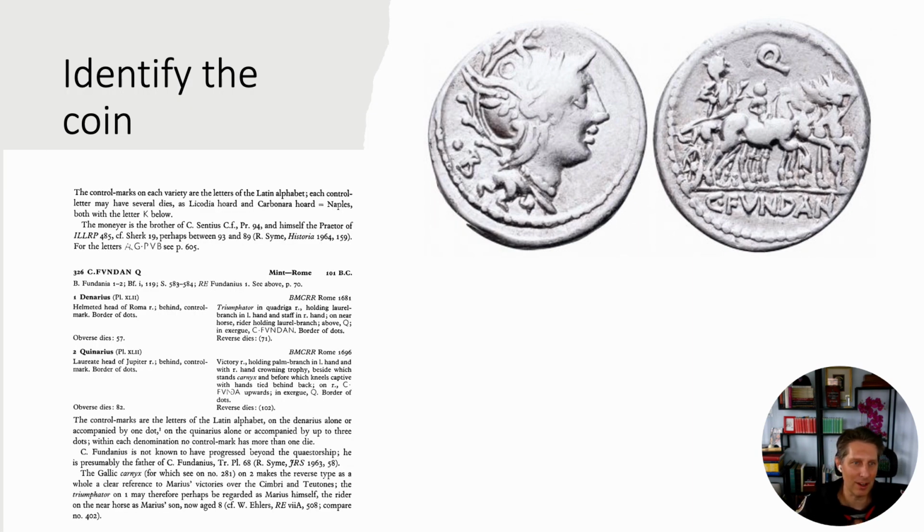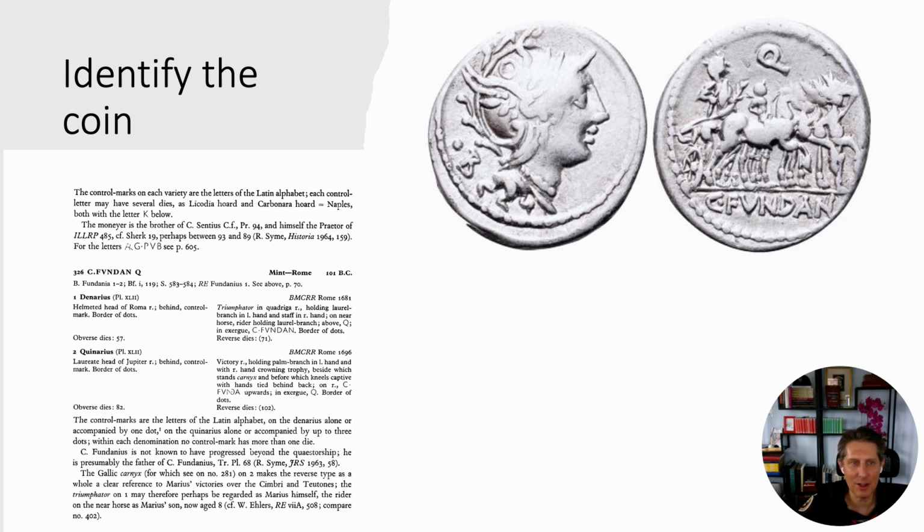So you go to that part of the catalog, 326. What you see is C. Fundan Q. Well, that's your legend, that's your coin. And you can see then that this is a denarius because you have the helmeted head of Roma. It is not a laureate head of Jupiter. Therefore, you know that's your denarius.